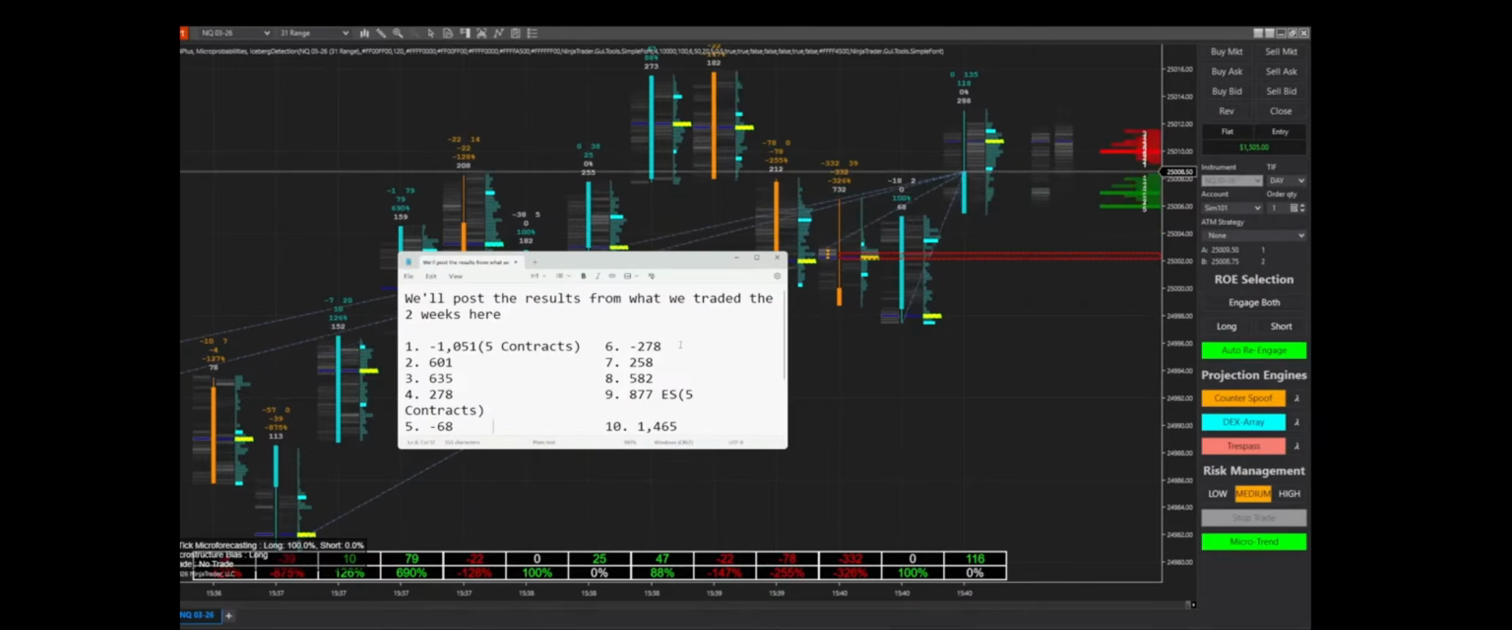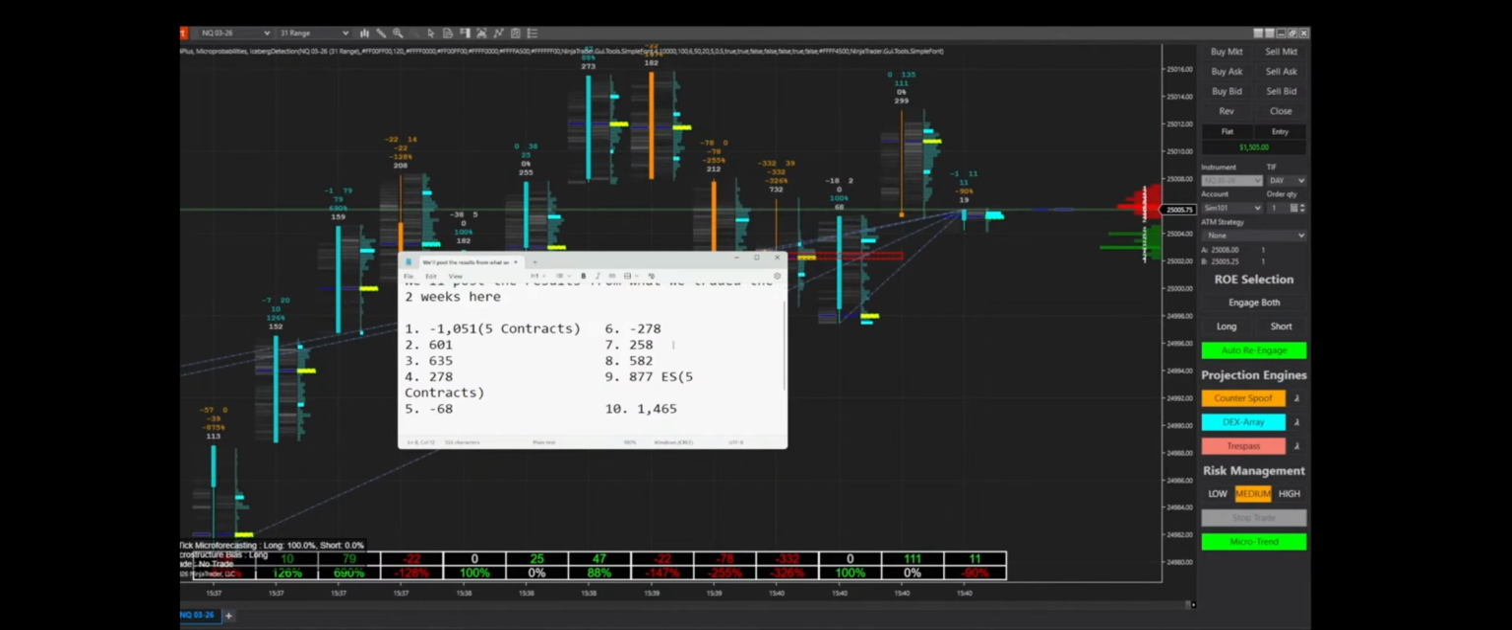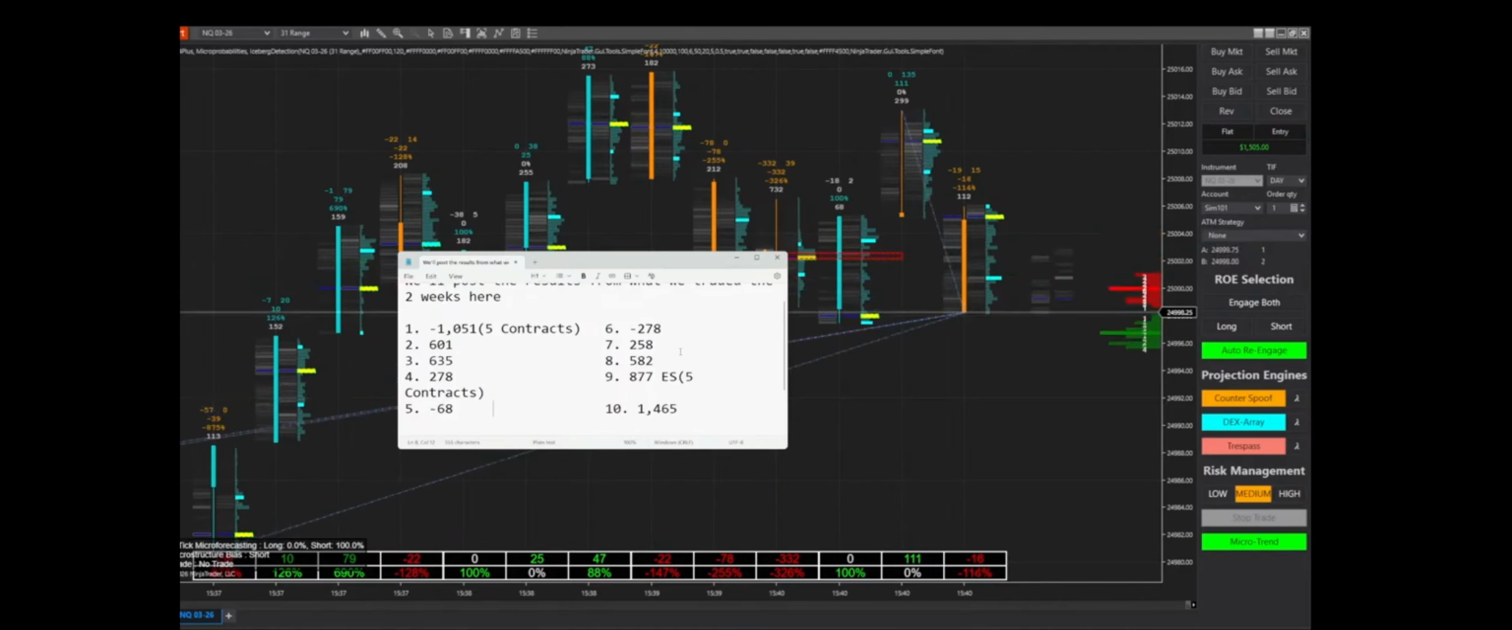Day 6, we lost, unfortunately, 278. We came back day 7, 258. So like if I lose a trade, I just try to get back to break even. So I go for another trade with 3 contracts, 2 contracts, whatever. It's easier to, well, a little bit easier, I think, to get back to break even or make a little bit of profit after fees.